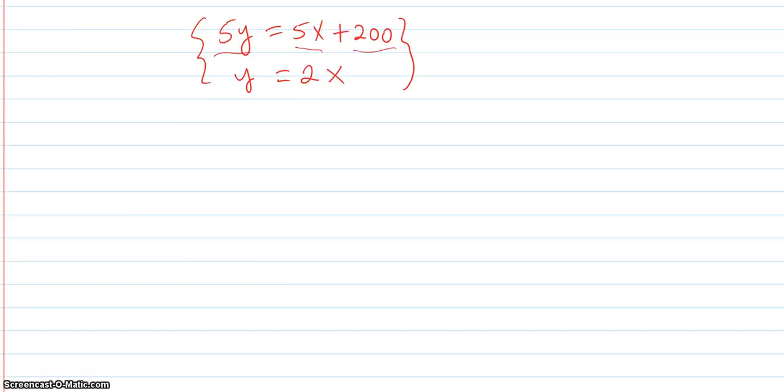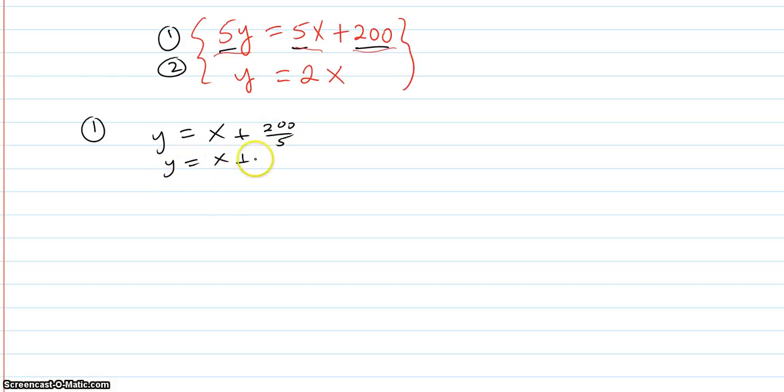Now we're going to solve the system. This is equation number 1. This is number 2. So 1 can be simplified because you have a 5, and a 200, and 5 goes into all three. So we should divide by 5 on both sides, and get y equals x plus 200 over 5. So y is equal to x plus 40. That's the new number 1. Okay, so number 2 is y equals 2x.